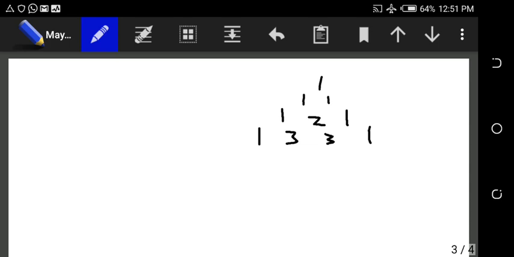The next level, I'll have a 1 again. 1 plus 3 gives me 4. 3 plus 3 gives me 6. 3 plus 1 gives me 4. Nothing again to add, I'll write my 1. The next one, I start with a 1 again. 1 plus 4 gives me 5. 4 plus 6 gives 10. 6 plus 4 again gives 10 as well. Then 4 plus 1 gives 5. Nothing again to add, I'll write 1.